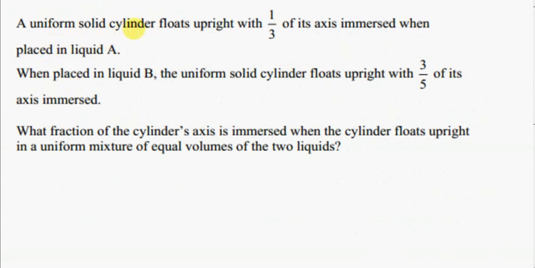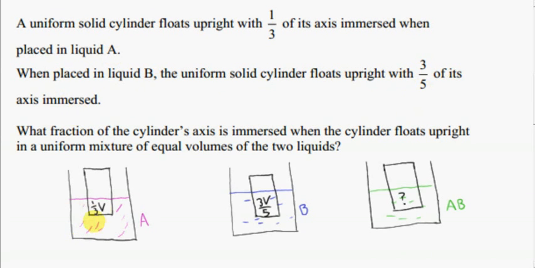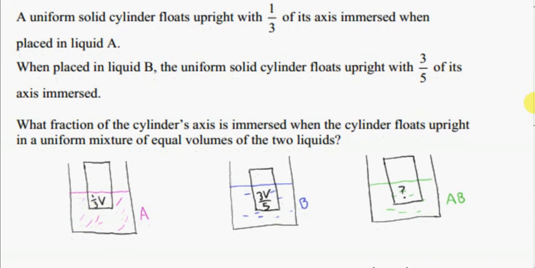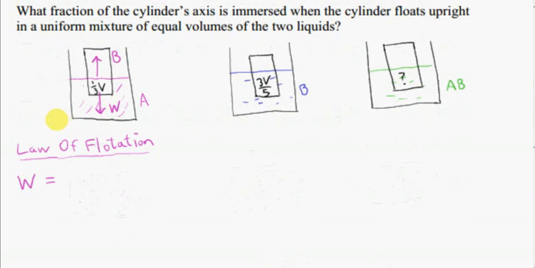A uniform solid cylinder floats upright with 1/3 of its axis immersed when placed in liquid A. When placed in liquid B, the uniform cylinder floats upright with 3/5 of its axis immersed. Okay, so here's a picture of the cylinder in liquid A. Let's apply the law of flotation to this object. It says that the weight of the object is equal to the weight of the liquid displaced by the object.